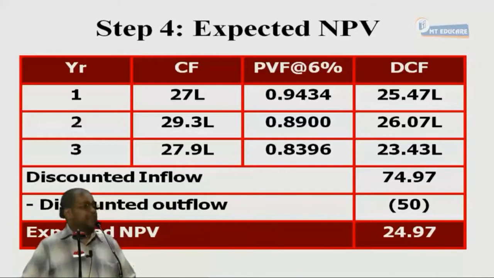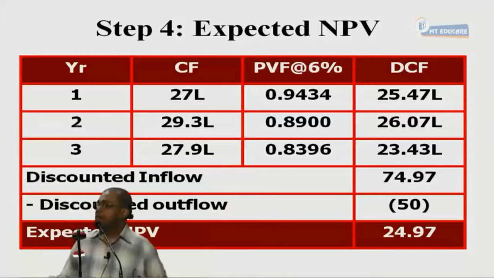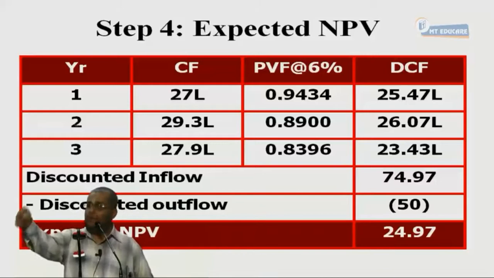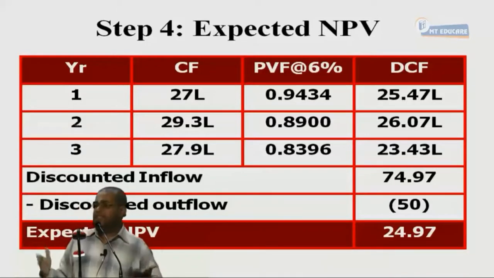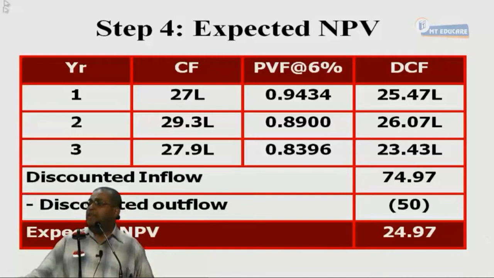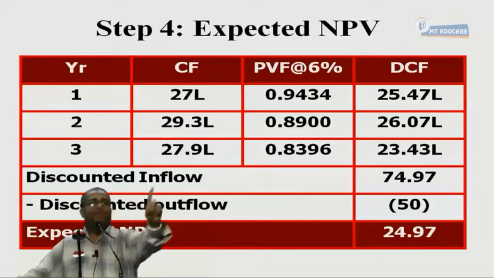First step is to find out what? Standard deviation of the every year cash flow. Remember? First year we have an expected cash flow 27 lakh, second year 29 point something, third year 27 point something. Yes or no? No. These are all expected cash flows. These cash flows will deviate or not. First step is to find out what? Standard deviation of the cash flow. Point number 1. Yes or no?